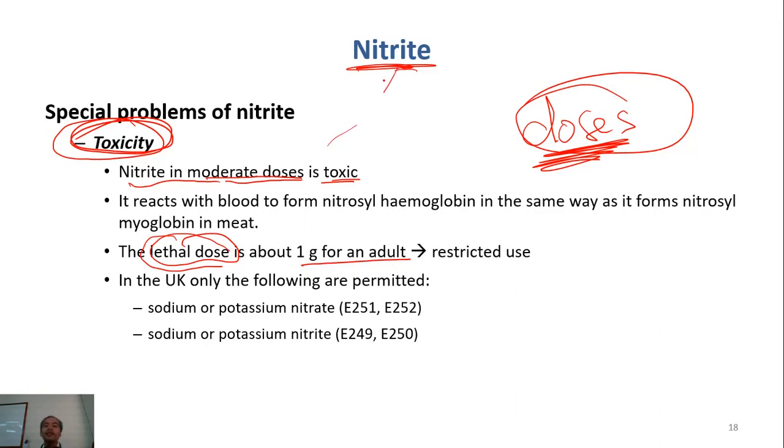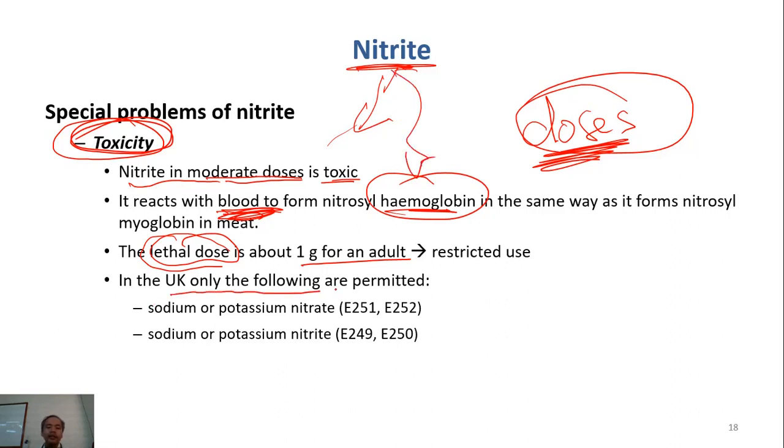Why is nitrite toxic? Because nitrite reacts with the hemoglobin in the blood. It's like the way it reacts in red meat. Because in our blood, we also have hemoglobin. Nitrite can react with this one.